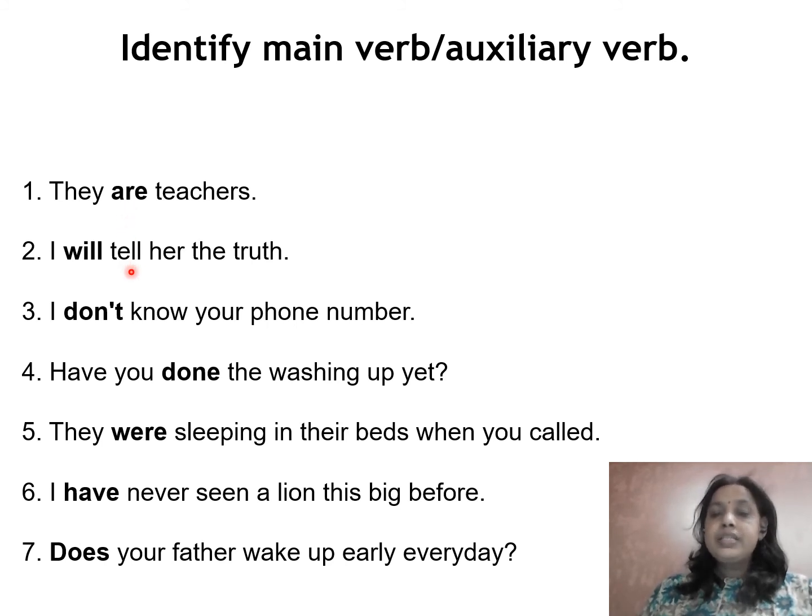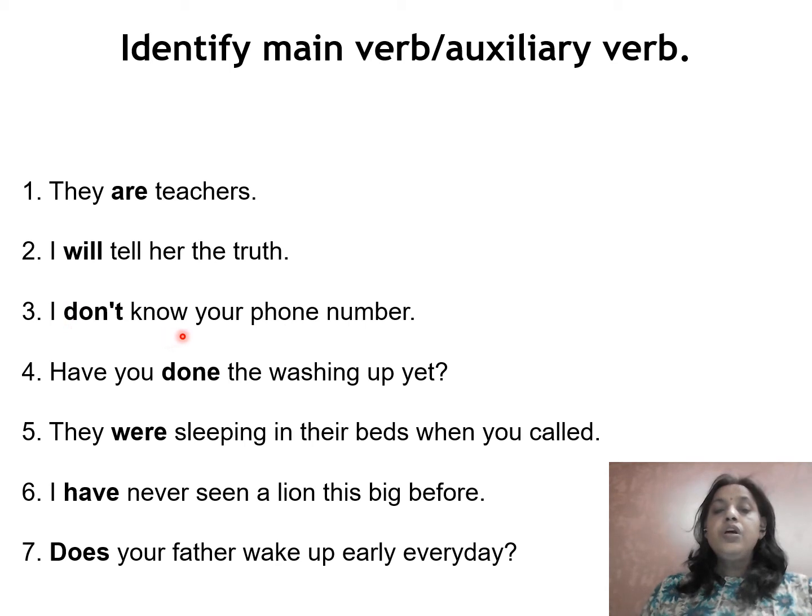Now come to the next sentence. I will tell her the truth. Here, two verbs are there. Will is verb, tell is verb. So will is making the meaning clear with the help of tell. So here, tell is the main verb and will is the auxiliary verb. Therefore, will is the auxiliary verb. Clear? Because there are two verbs. Will is taking the help of tell. Come to the next sentence.